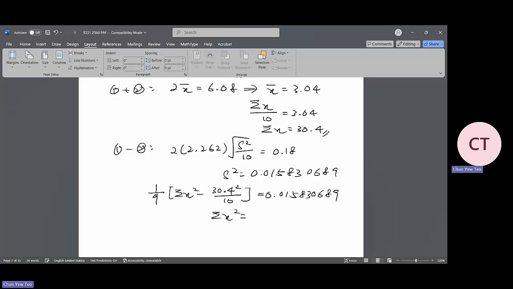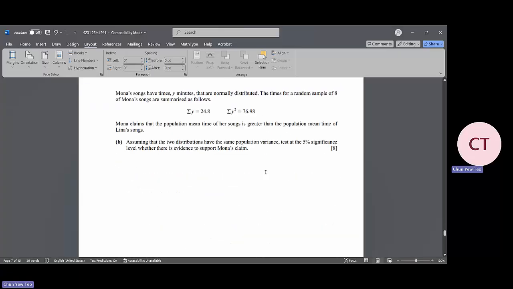The sum of x squared is actually 92.558, or you can make it 3 significant figures, which is 92.6. Done. This will be the answer for question number 6A. Move on, we have 6B.